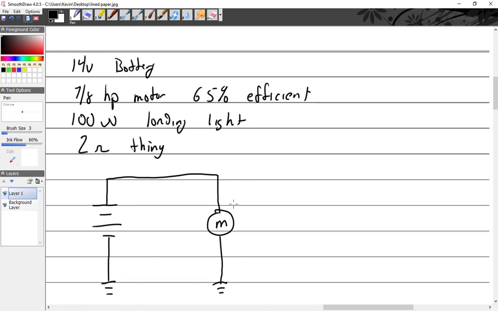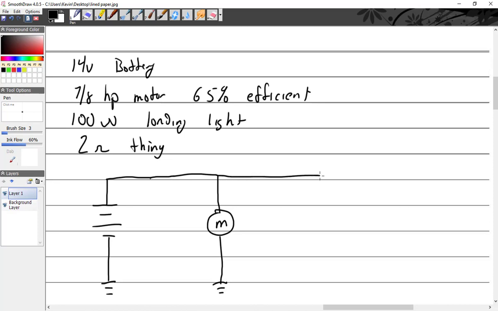Now, did I say it's series or did I say it's parallel or none of the above? Well, if it's in an aircraft, it's got to be in parallel, because if it were in series and I had a light right there, what happens to the motor if the light goes out? Oh, the motor quits. Well, that's not very good then, is it?